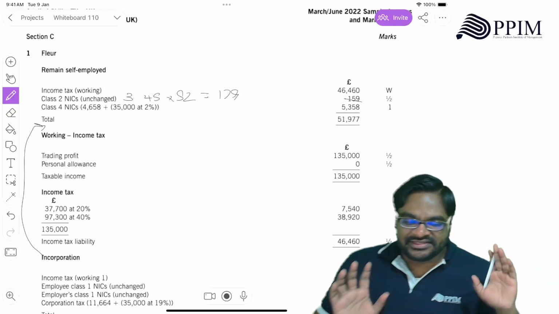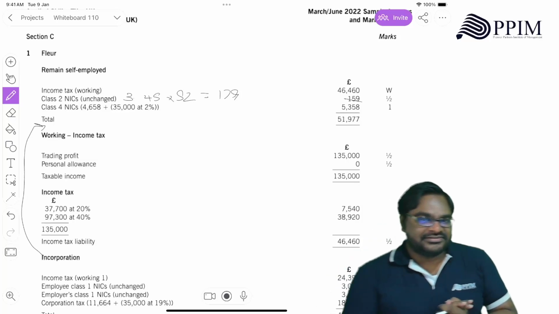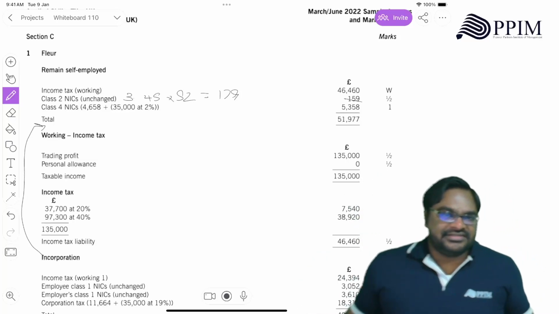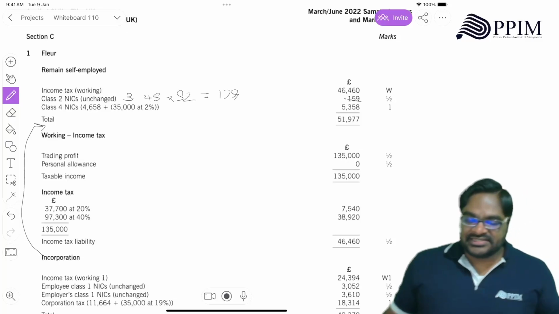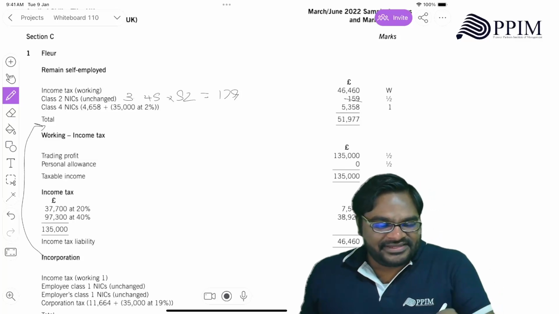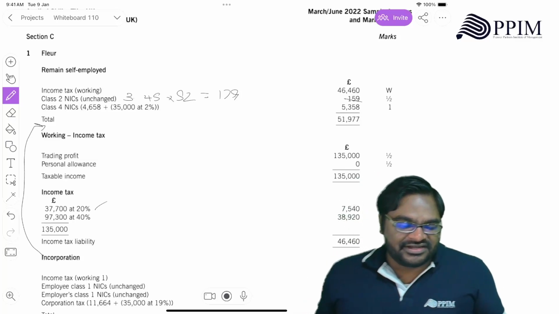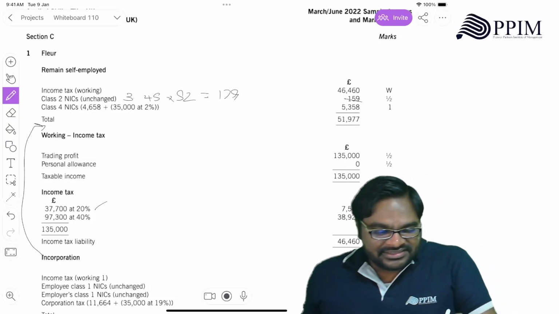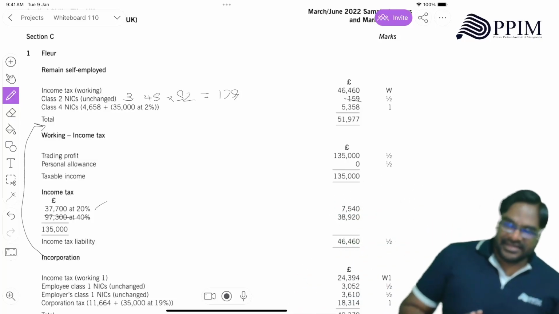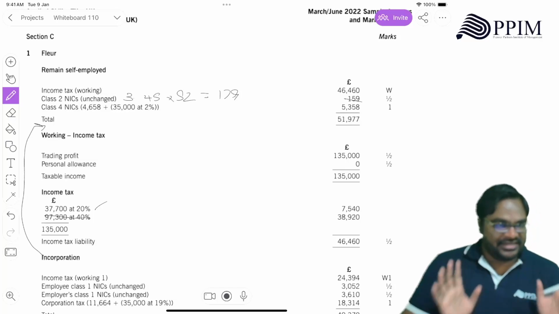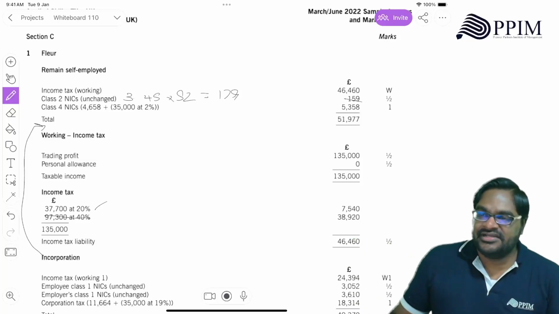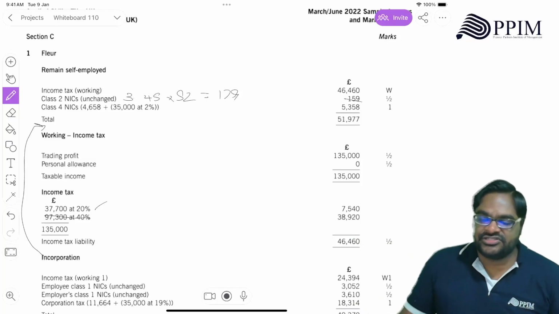Then I am moving on to their working for income tax. Trading profit they have taken as 135,000. We all agree with that, right? No issues with that. Personal allowance we can't grant, agreed, 0. So taxable income itself will be 135,000 pounds. Then basic rate we can also agree: 37,700 into 20%. But this one we can't agree, because the tax rate at that time was different. That is why they have taken the entire balancing amount at the higher rate. But we are doing the calculation based on current tax year provisions, so this needs to be changed.